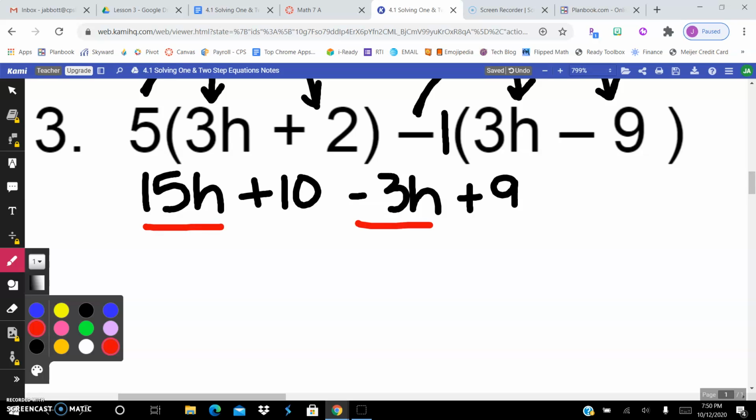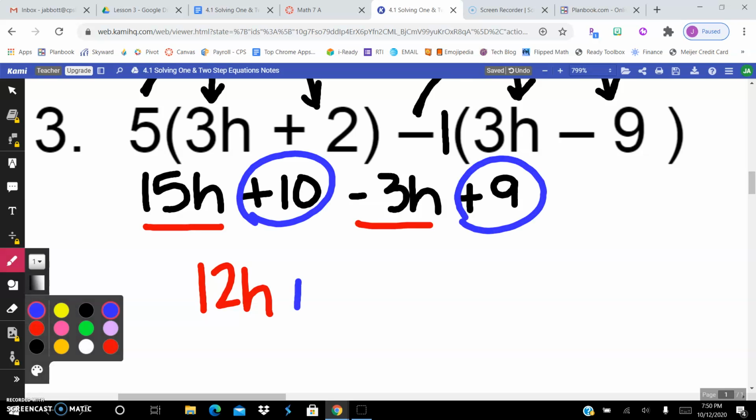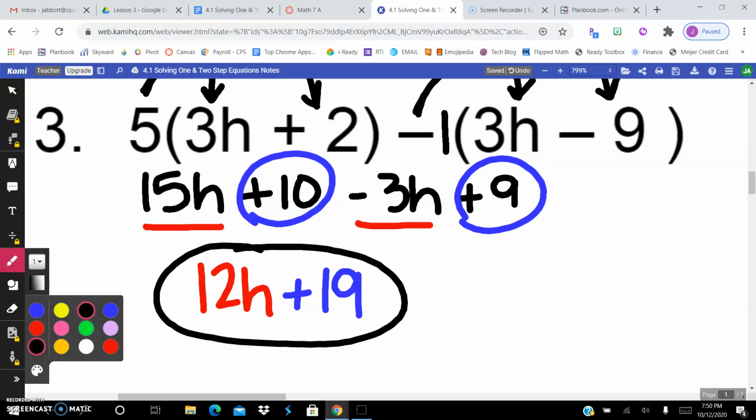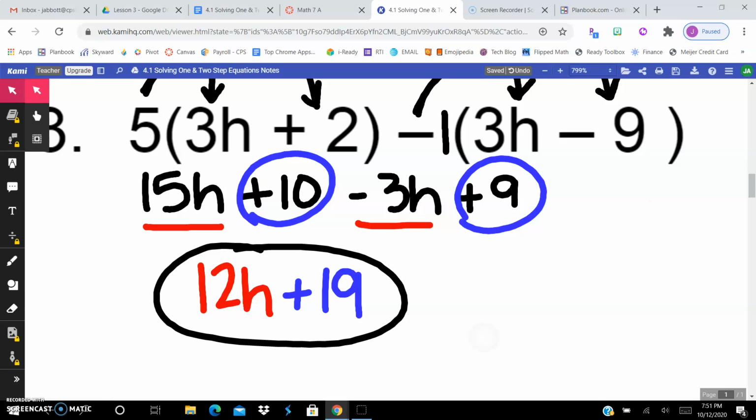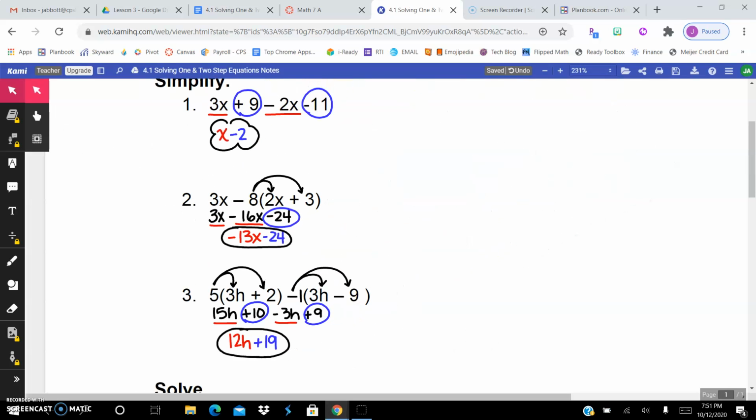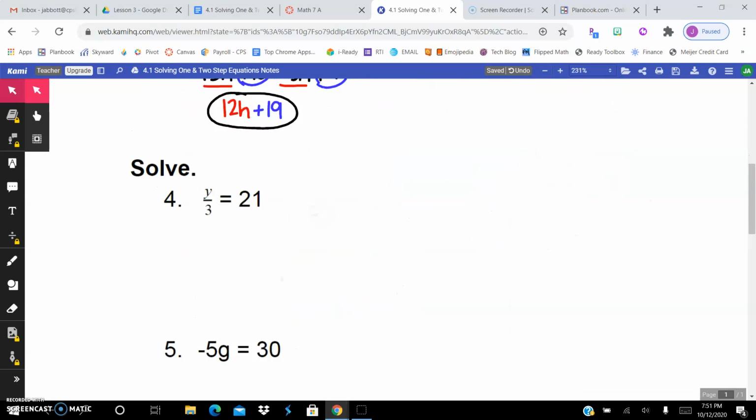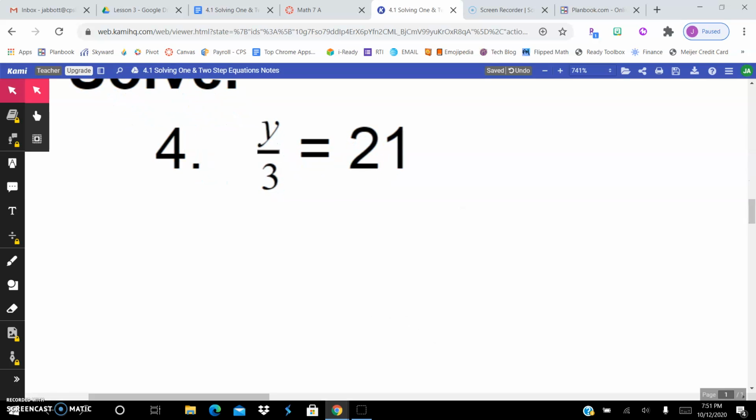15h minus 3h would be 12h. And positive 10 and a positive 9 together would make positive 19. And that would be completely simplified. So that's the review on combining like terms. Up next is solving one-step equations.